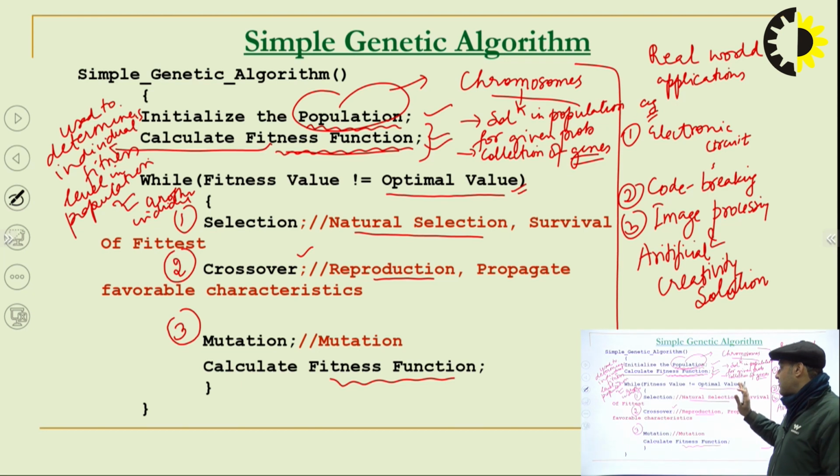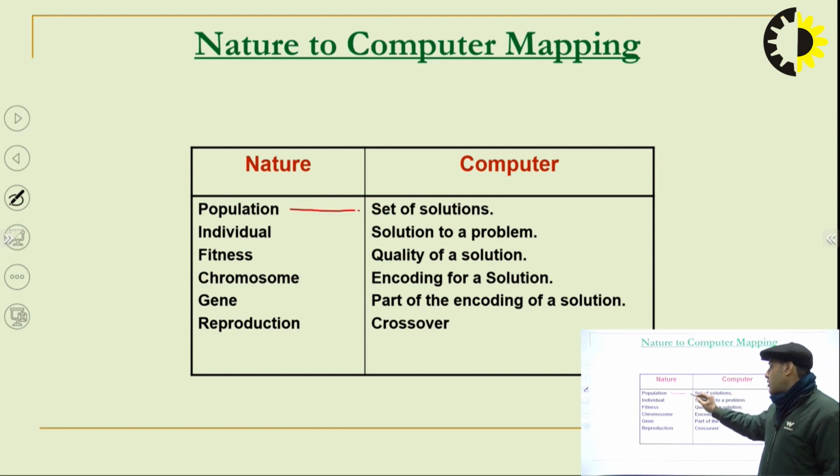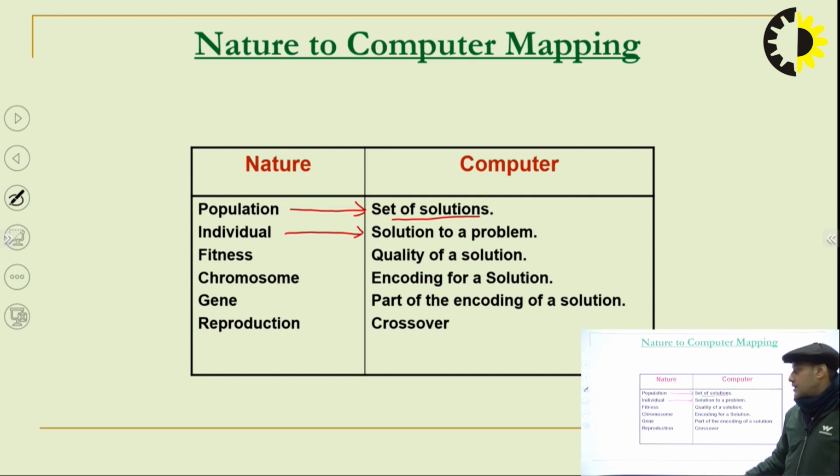So I think this is very clear. I have very briefly explained all these concepts. Okay. So should we move? Yes. I am talking about this nature to computer mapping. In nature, we always use the term population. But in our computer, what does population mean? That means a set of solutions. Number 2, individual. In nature, we use the term individual. Individual means a solution to a problem. Okay. Thirdly, fitness. Fitness means quality of a solution. Okay. Chromosomes means encoding for a solution.